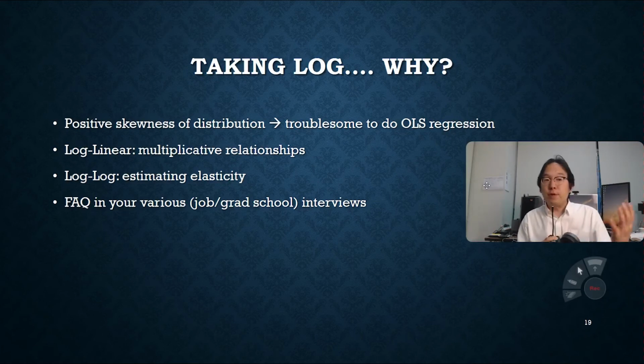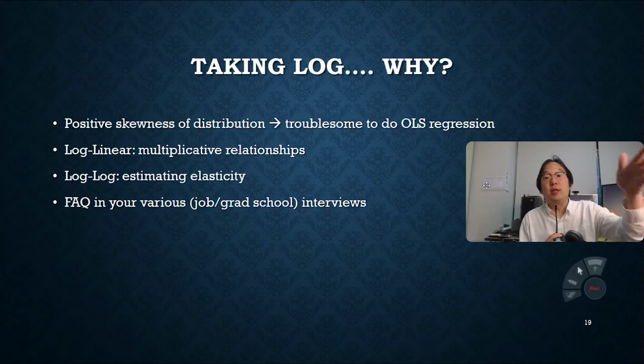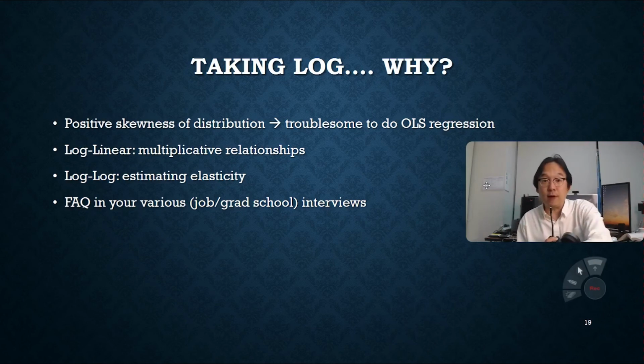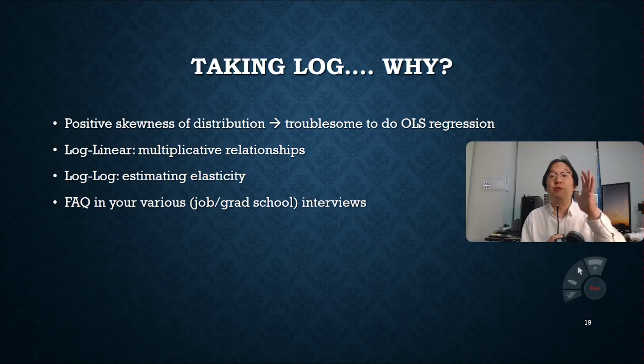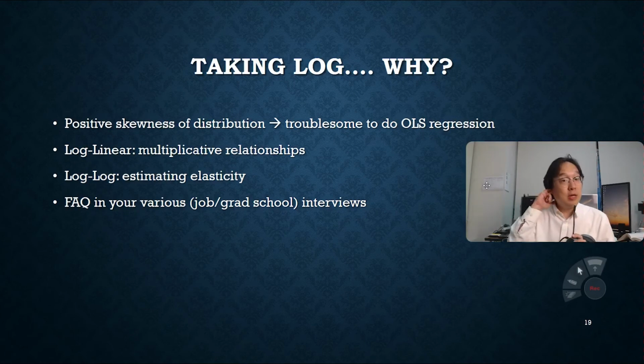First of all, positive skewness. You want to have some bell-curved, symmetric distribution to have your OLS regression going fine. If it is positively skewed, those estimates will be driven by extremes, so that your estimation will be biased. Now, log linear regression is also there, right? The positive skewness is not the only reason you take the log. There are some situations when you have to take log. Log linear, you're going to talk about it in the next slide.